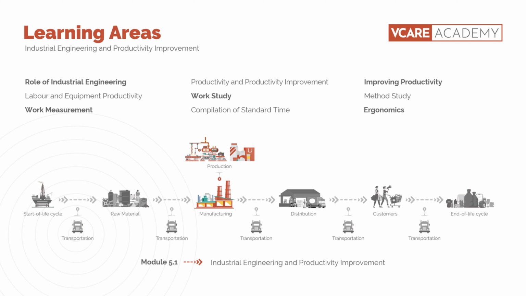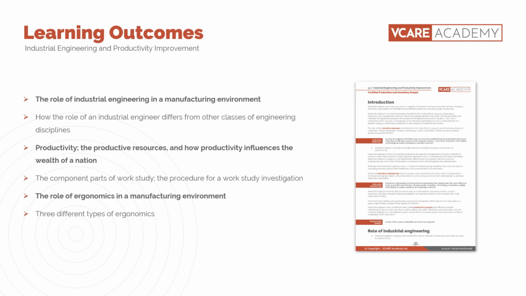So the learning outcomes for this module are: the role of industrial engineering in a manufacturing environment; how the role of an industrial engineer differs from other engineering disciplines; productivity, productive resources, and how productivity influences the wealth of a nation; the component parts of work study and the procedure for a work study investigation; and the role of ergonomics in a manufacturing environment, including three different types of ergonomics.